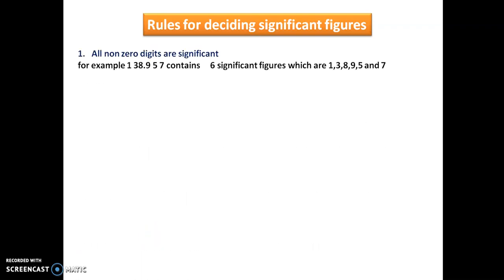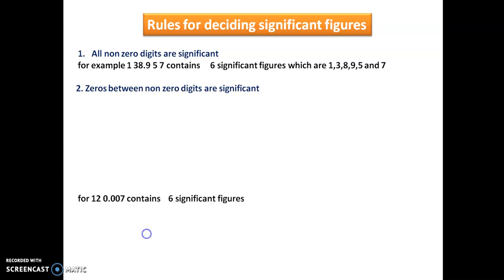Now we discuss the rules for deciding significant figures. Rule first, all non-zero digits are significant. For example, 138.957 contains 6 significant figures, which are 1, 3, 8, 9, 5 and 7, because they are non-zero digits. Rule number second, zeros between non-zero digits are significant.